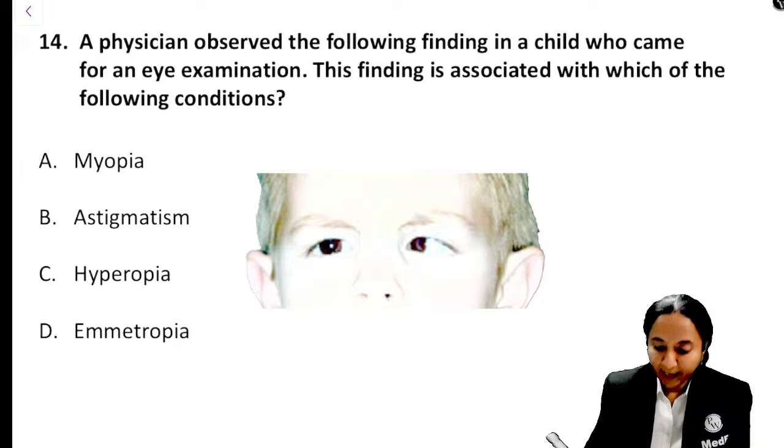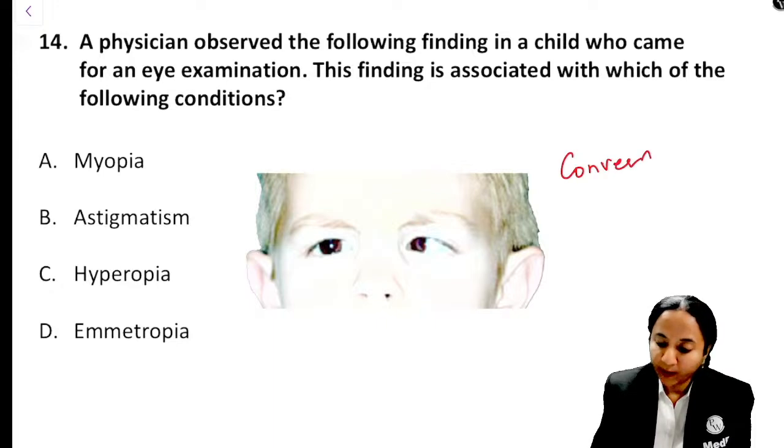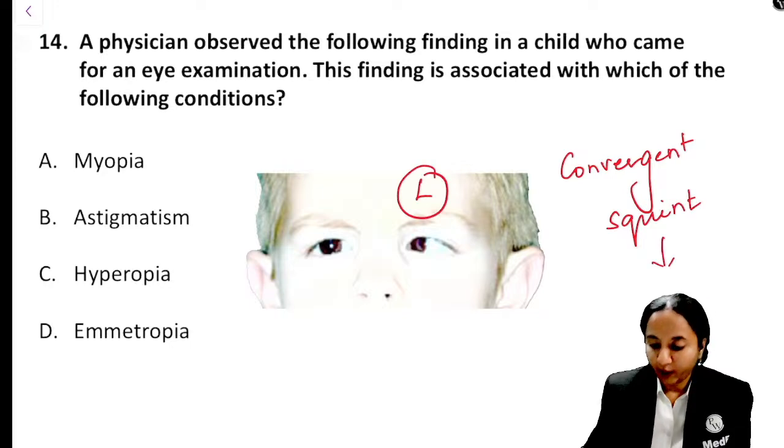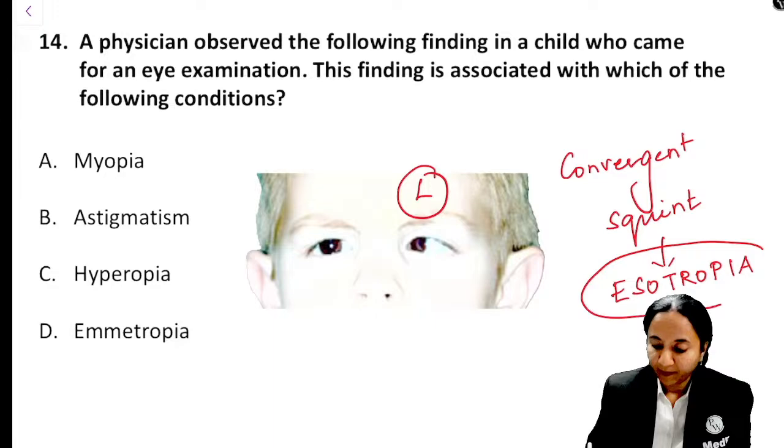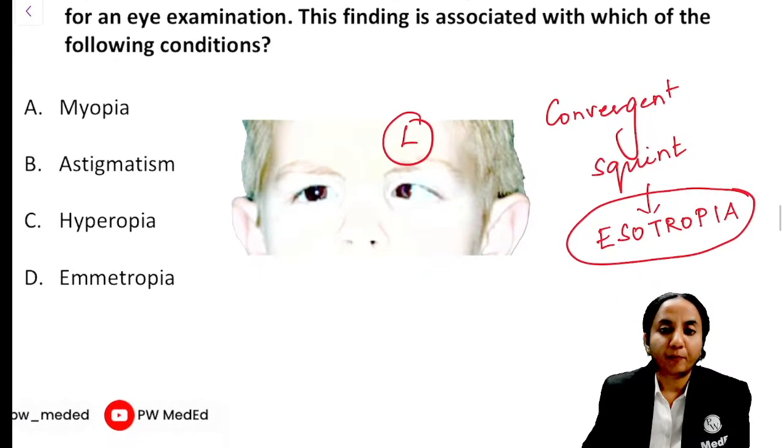So what do you see here? You see that the eye is inwards, right? So it's a convergent squint or esotropia. It's a convergent squint or esotropia in this left eye. Convergent squint, which is also called esotropia, right?